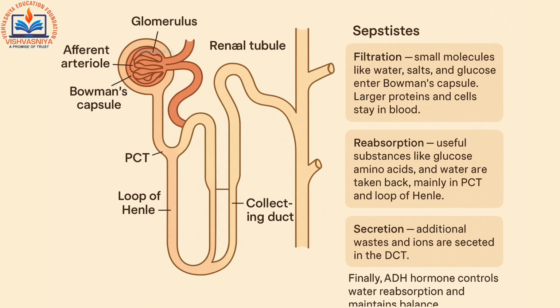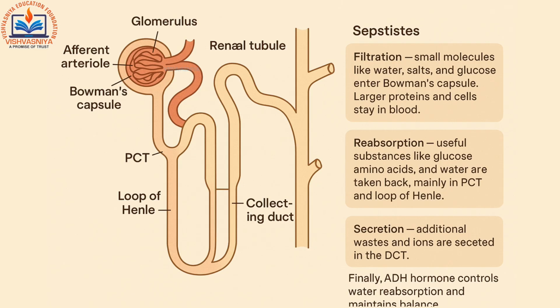A nephron consists of glomerulus inside Bowman's capsule for filtration, and renal tubule with PCT, loop of Henle, and DCT for absorption and secretion. The process of urine formation happens in 3 steps. Filtration: small molecules like water, salts, and glucose enter Bowman's capsule. Larger proteins and cells stay in blood.